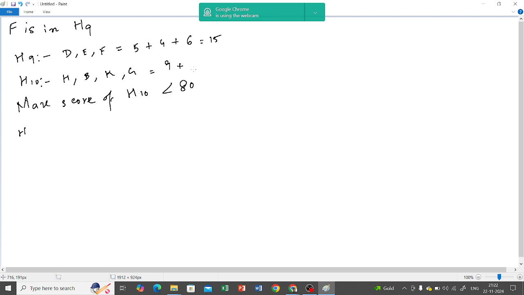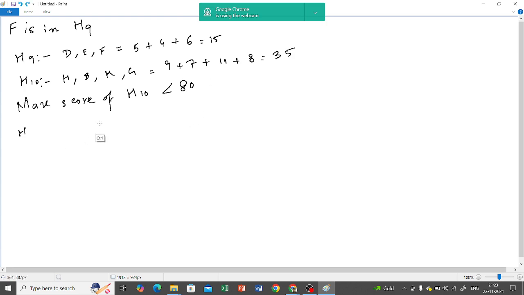H9, B has 7, K has 11 and G has 8. So in total what it is becoming, 7 plus 9, 16, 35, right? Now the score of H10 is 35 as of now. I need to make all sorts of combinations where the score is less than 80.